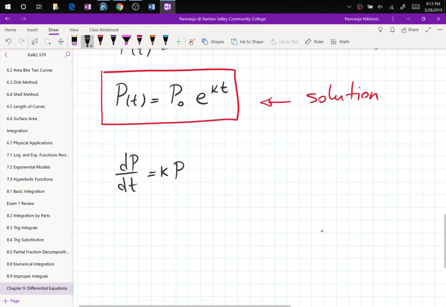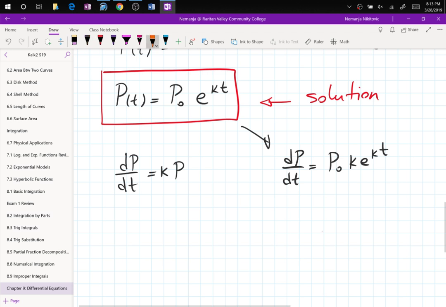So how do you check your answers for equations? You plug it in, right? So clearly this stuff is going to go for p. You have to take the derivative to plug it in there. So on the side, p prime, which is dp dt, is going to be p0 k e to the kt.